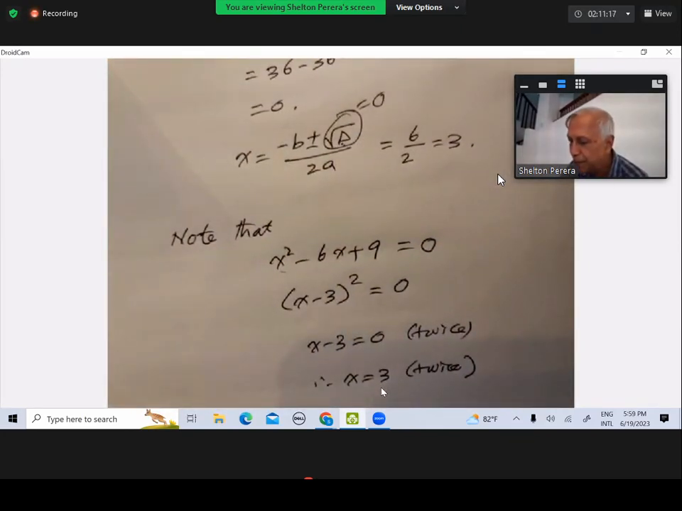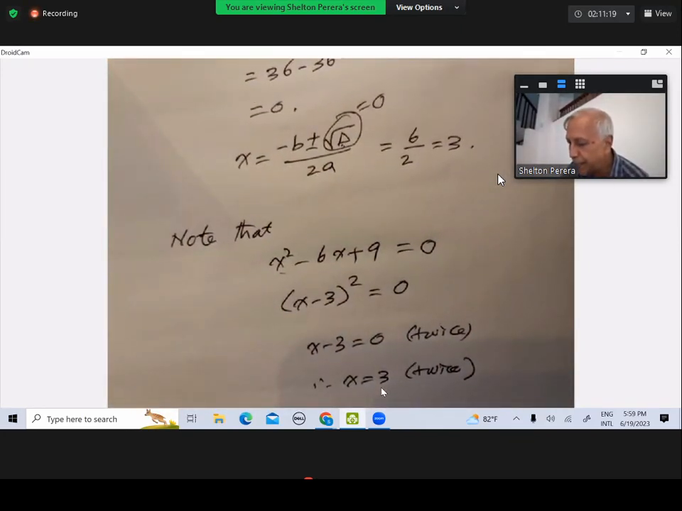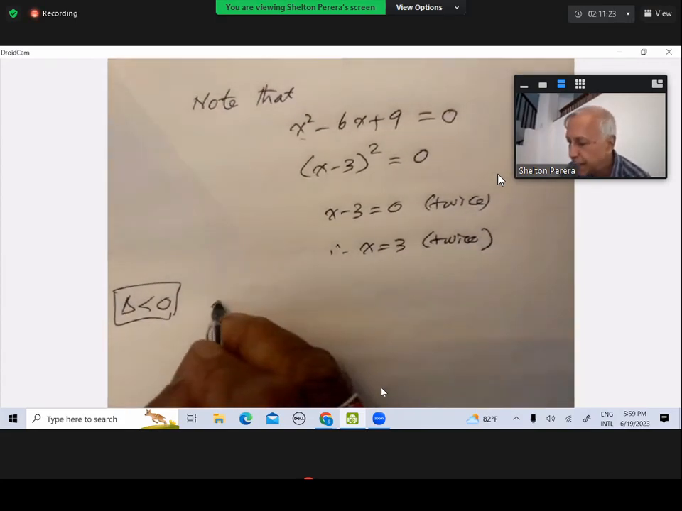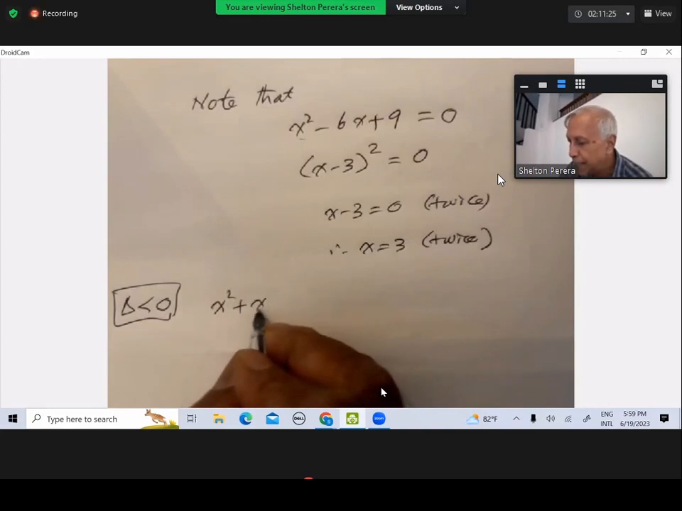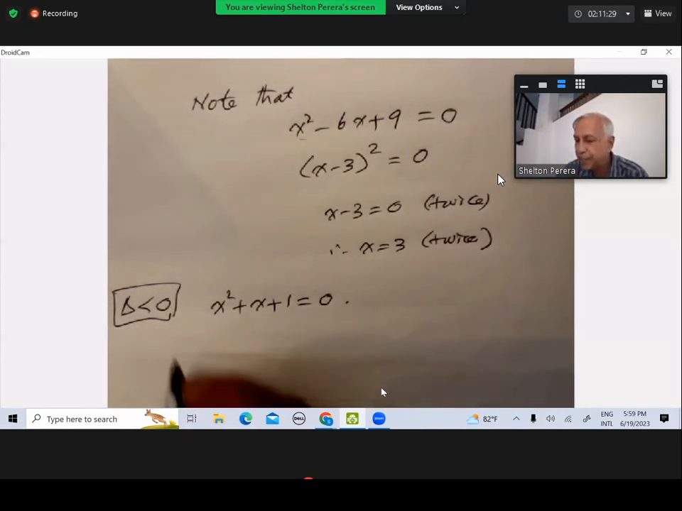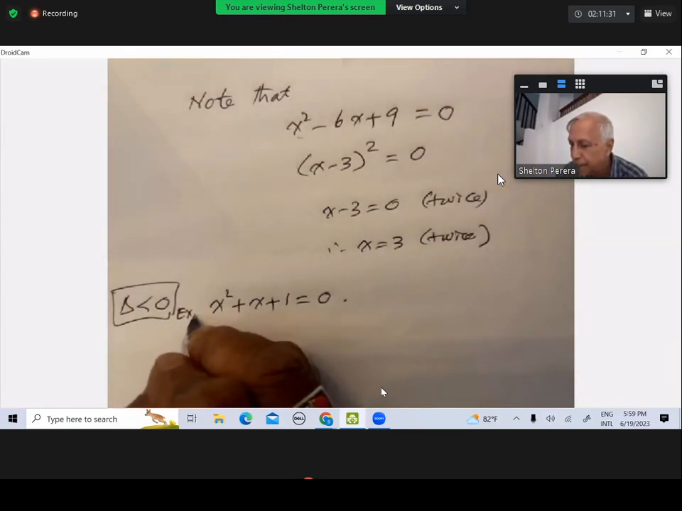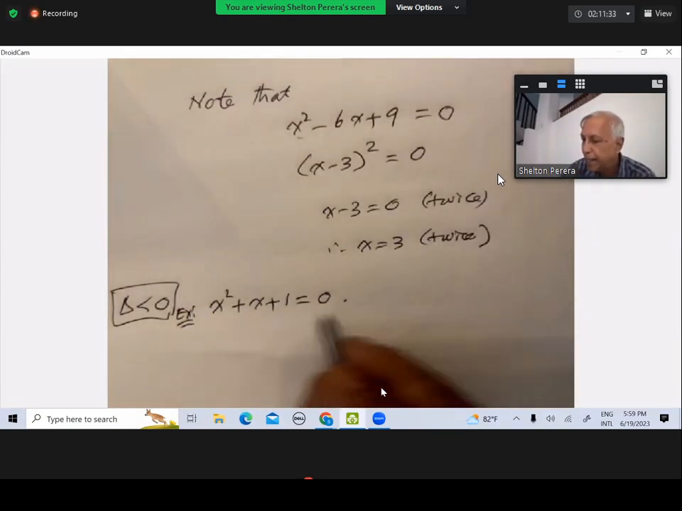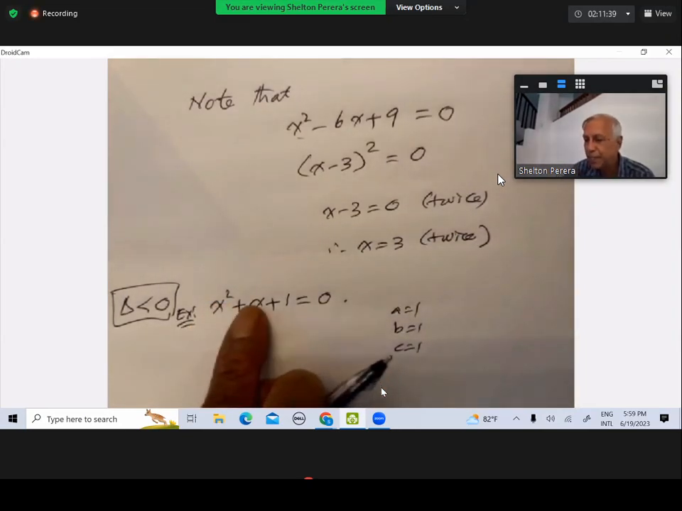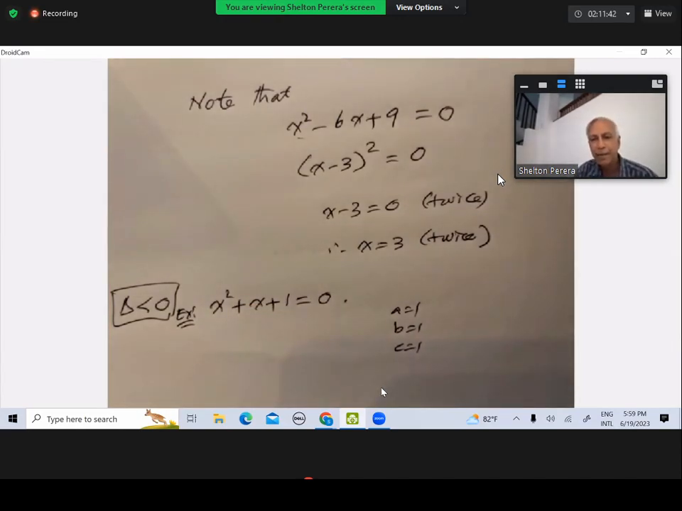Now I will do it for delta negative. This is not there in the notes, okay? Delta negative. Take something like x squared plus x plus 1 equal to 0. Solve this equation. A, B, C: A is 1, B is 1, C is 1, for ax squared plus bx plus c. Okay?